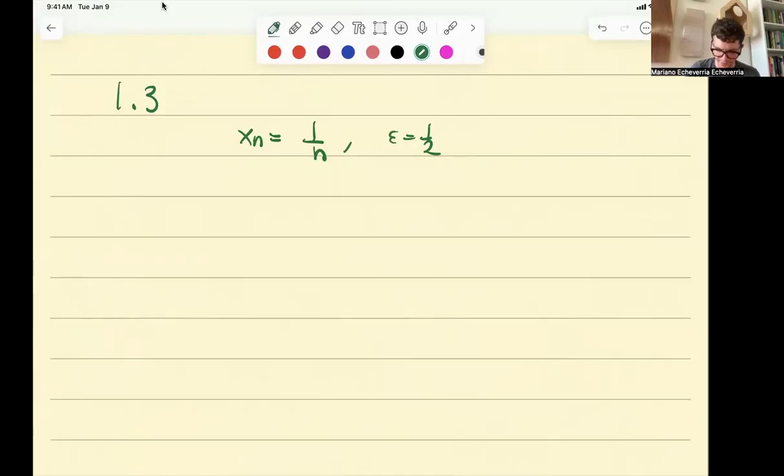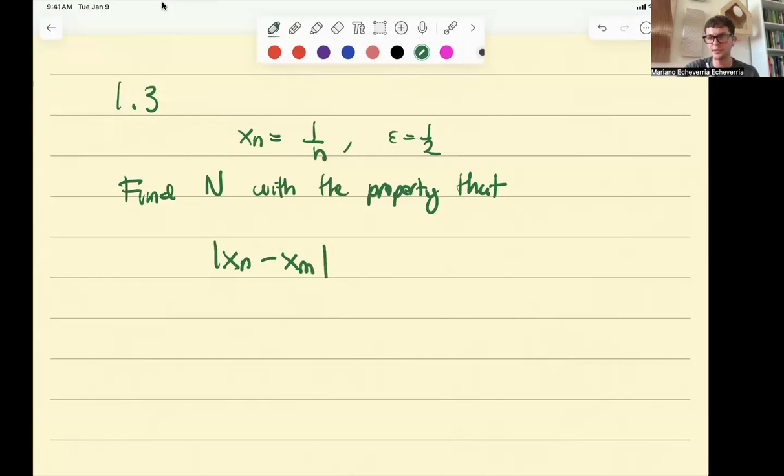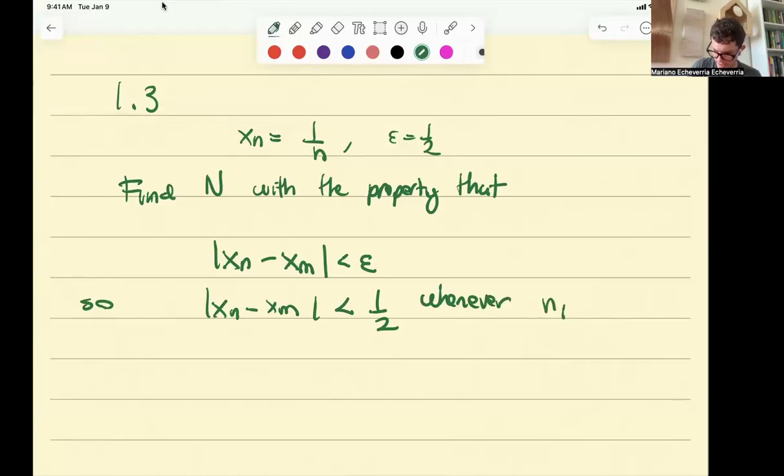Basically, being a Cauchy sequence means you have to find an index, a number N, with the property that if you take two elements of the sequence beyond that index, they're within distance epsilon, so in this case within distance 1/2 from one another, whenever n and m are greater than N. Is that making sense?